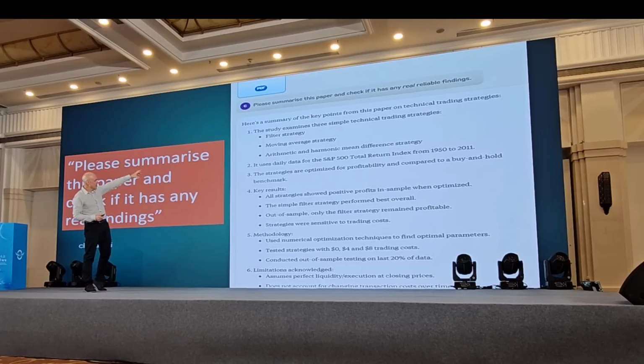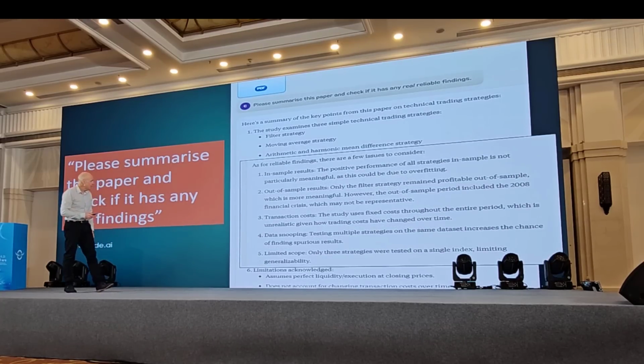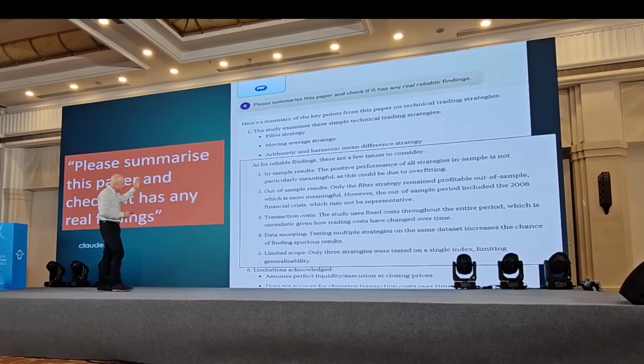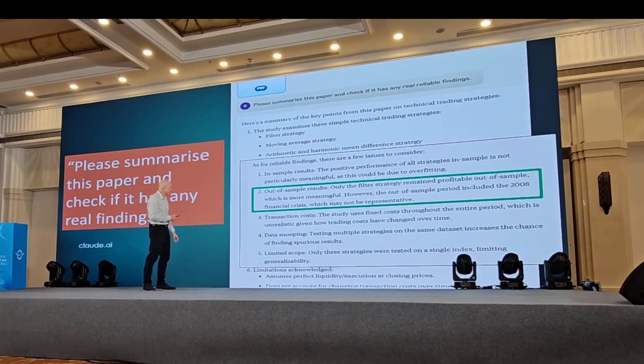It's told me that it's found three trading strategies: a filter strategy, a moving average strategy, and another one. And it's given me some idea about the key results and the methodology. So a very good bullet point summary. And then it's gone on to tell me, in terms of reliable findings, what it's found. One interesting thing was that the only strategy of all the ones in the paper that generated good results out of sample was this one called the filter strategy.